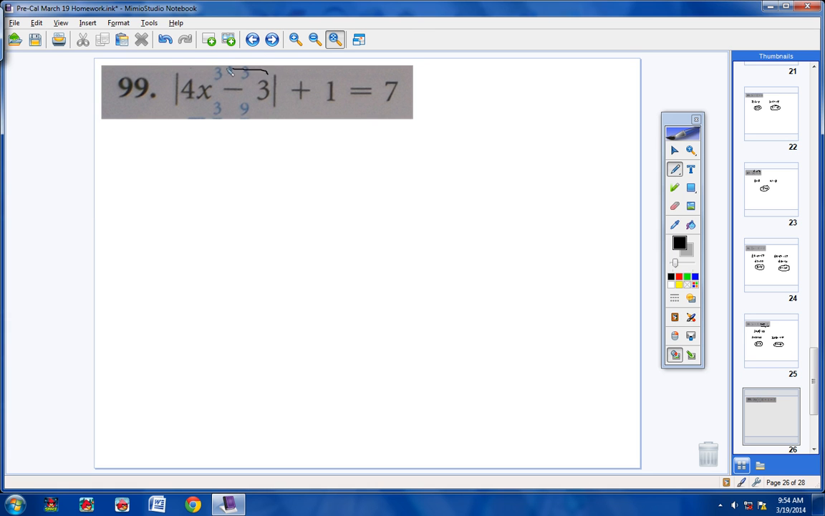Okay, we must first isolate this absolute value. So you must bring the 1 over and make it a -1. So the 1 is gone, and we make it a -1 over here. So we're left with the absolute value of 4x minus 3 equals 6, 7 minus 1. And now because the absolute value is isolated, we can write the equation two different ways. First of all, we write the equation like it is without the absolute value bars. And then we take this equation here and we write it again. The only thing that we change is the 6 to a -6.